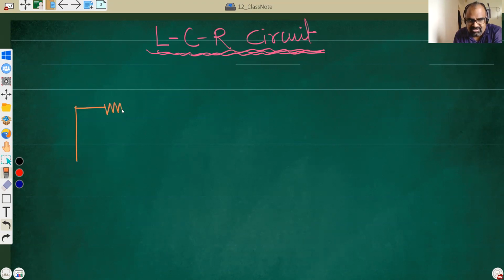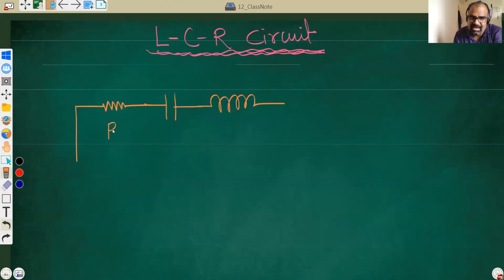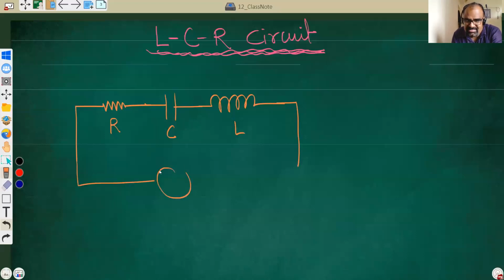So here you have a resistor. Here you have a capacitor. Here you have an inductor. Now the order is not important, even though I'm showing RCL, you can show the inductor first. The order is not important. They are in series basically, and then connected to an AC source. So this is the AC source.